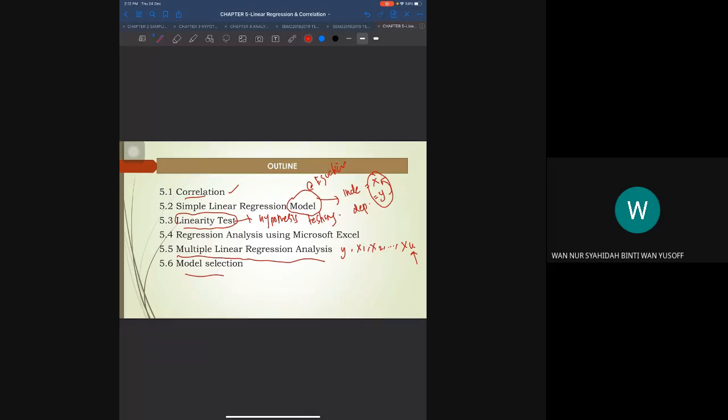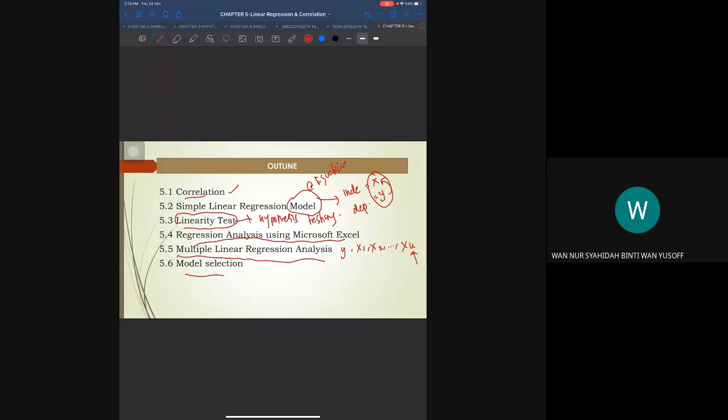Other than what we do manually, we also provide you with the output from Microsoft Excel. If we have the output from Microsoft Excel, then you should be able to read the output. So regression analysis using Microsoft Excel means that we give you output from Microsoft Excel and you should be able to read the output in order to answer the questions given.